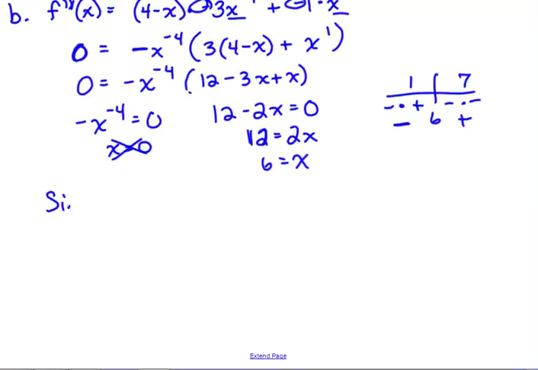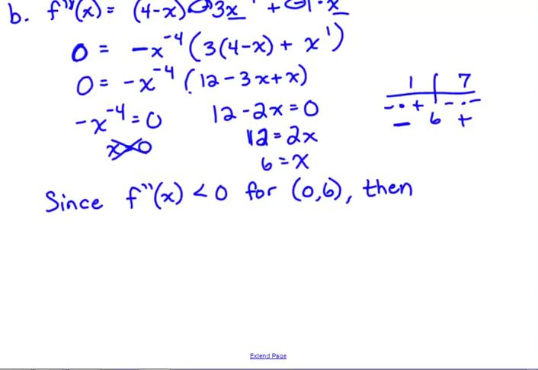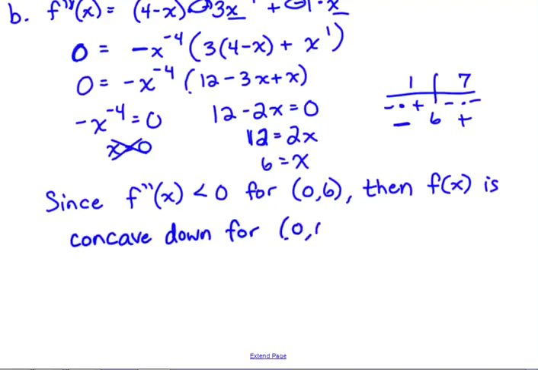So since f double prime of x is less than 0 for 0 to 6, then f of x is concave down for the interval 0 to 6. You get 2 points for your second derivative, so I'm going to put that right there, and you get 1 point for your answer with justification. So concave down with the reasoning that the second derivative is negative.